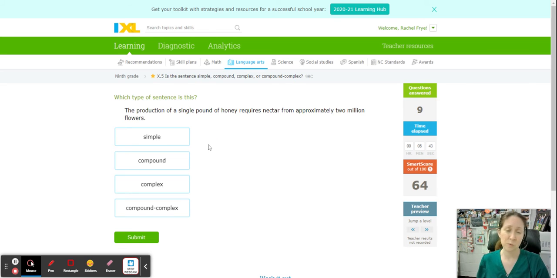Okay, so I'm going to do this one. The production of a single pound of honey requires nectar from approximately 2 million flowers. And this one, the production is going to be my subject. And what does the production do? It requires. That's my subject. That's my verb. There are no other verbs. It has to be a simple sentence.